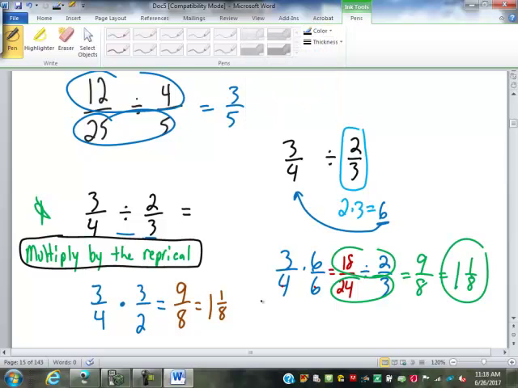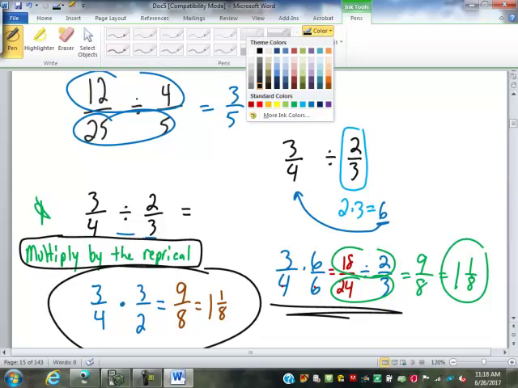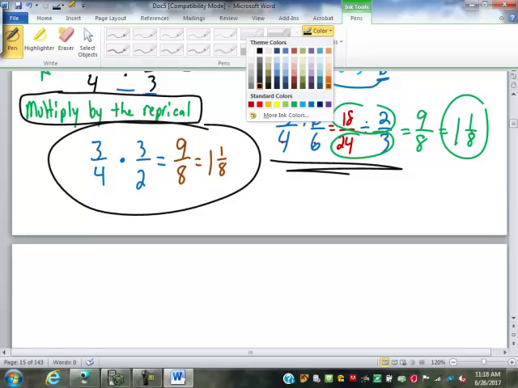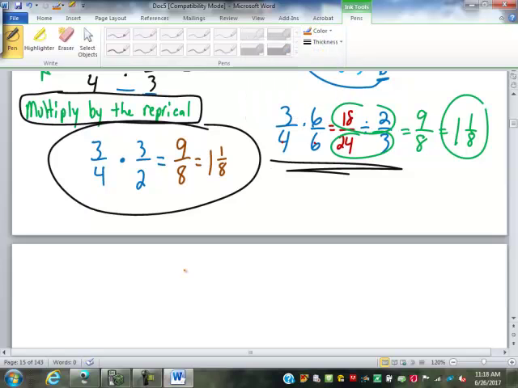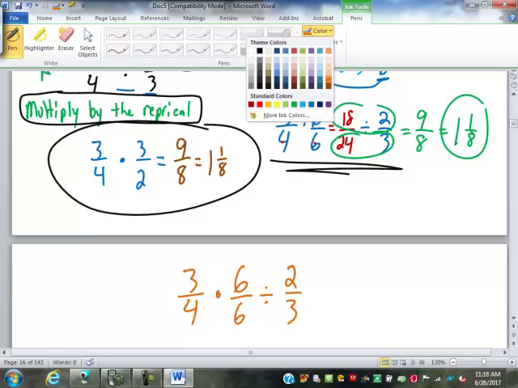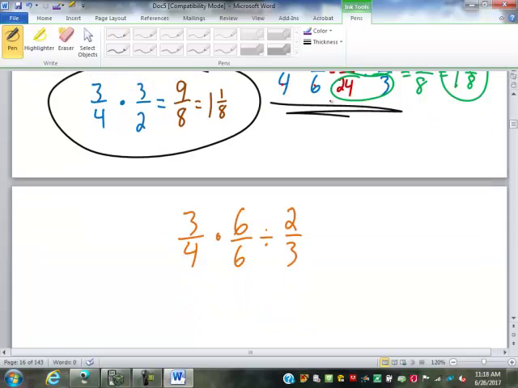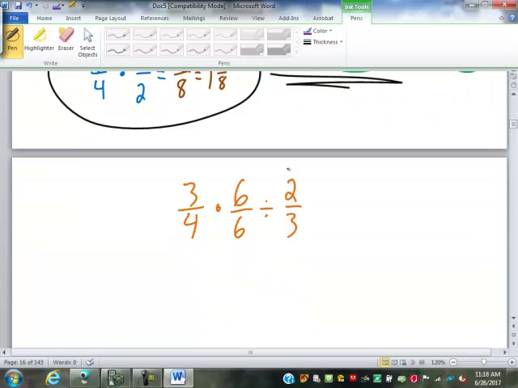How on earth did we get from this to multiplying by the reciprocal? Well, it's not as big of a leap as you might think. At some point, somebody looked at this problem and said, we're taking 3/4 times 6/6 and then divided by 2/3. And what they noticed is, kind of like with the cross multiplying and dividing, we're changing the order of our operations a little bit.